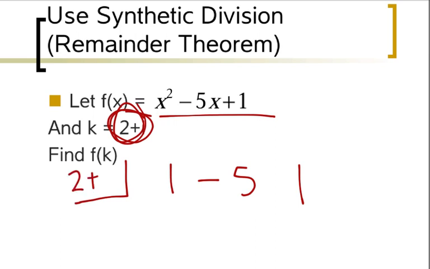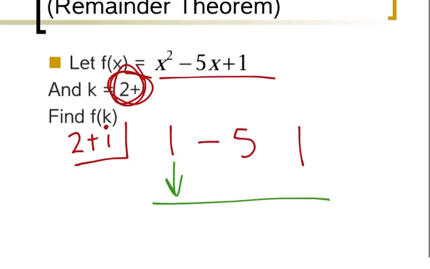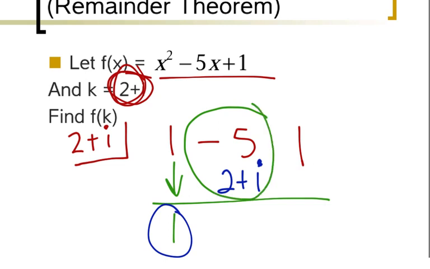2 plus i. Okay? And so now we work it with our synthetic division. Bring our 1 down. Okay? And then we take our 1 and times it by 2 plus i. That should give you 2 plus i. Okay? Now, we add our 2 plus i and our -5. Well, the only thing you're actually adding is the -5 and the 2, which should give you -3 plus i.